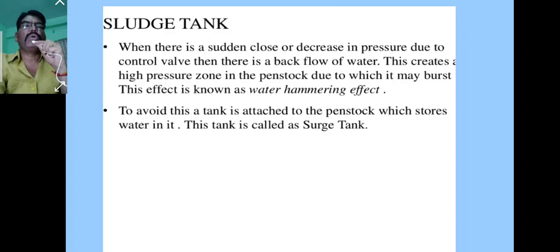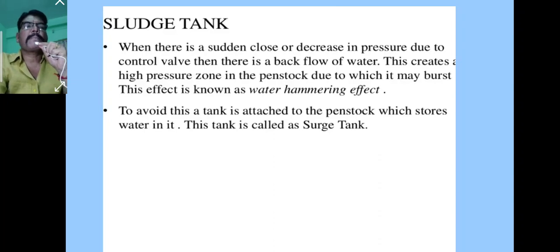When there is a sudden closing or decrease in pressure due to the control valve, there is a backflow of water. This creates a high pressure zone in the penstock, due to which it may burst. This effect is known as the water hammering effect. To avoid this, a tank is attached to the penstock which stores water in it. This tank is called a surge tank.